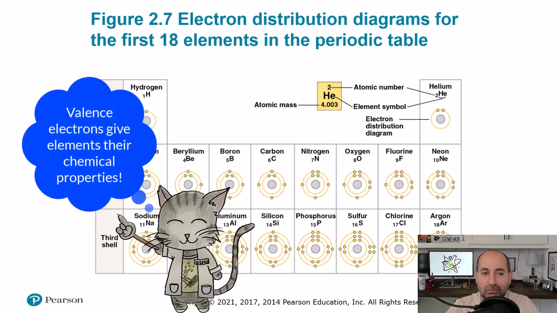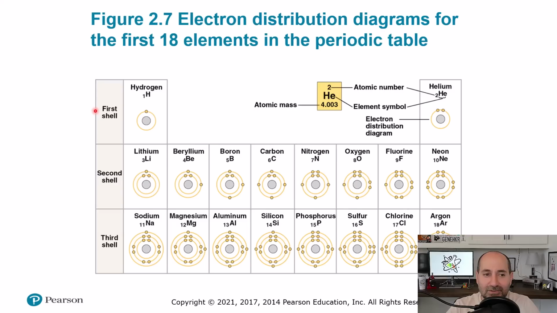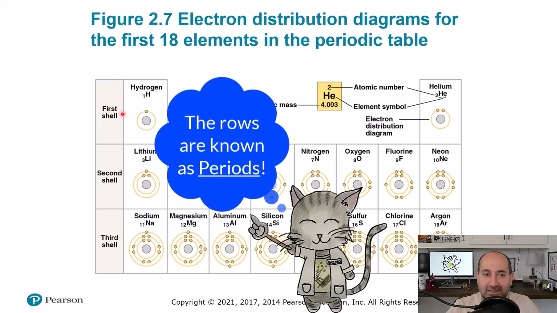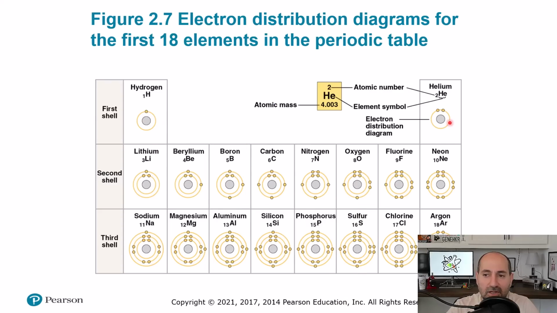Now, what do the rows represent? Let's take a look here real quick. What do the rows represent? That's right, shells. Hydrogen and helium only have electrons in the first shell. They don't have a second shell, and that's why they're in the first row. Now, lithium through neon, these are elements where the valence shell is the second shell. So this is the second shell. And then sodium through argon, these are the elements with the electrons in the third shell. And their third shell is their valence shell. And that's what we're talking about.